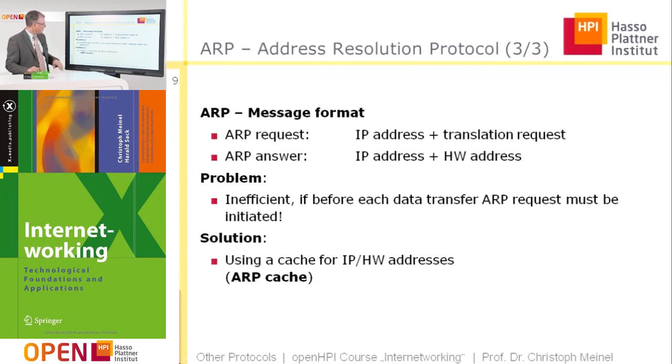A solution for this problem is that a cache is used. A cache is used to store the mapping of the IP address and the hardware address. It's a so-called ARP cache. So after sending a request and receiving an answer, the router stores this combination in the cache memory, and next time the router gets a packet with an IP address, it first consults its ARP cache before it sends a request to all the hosts inside a system.